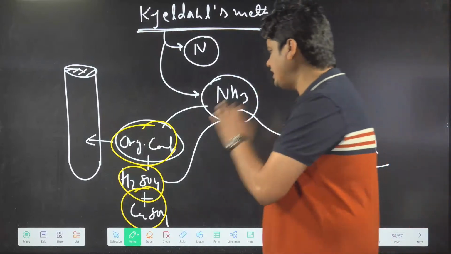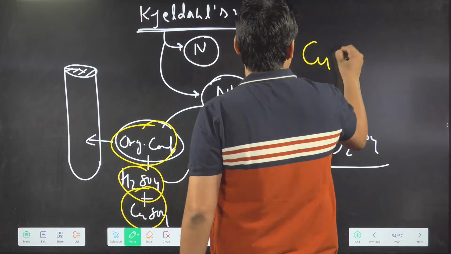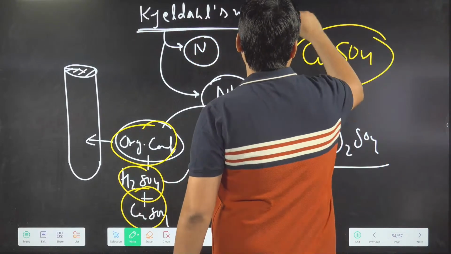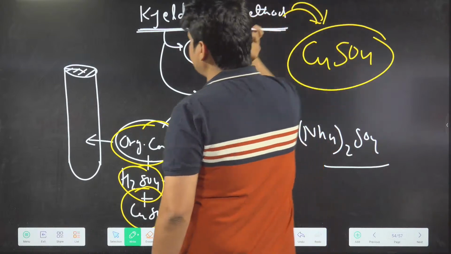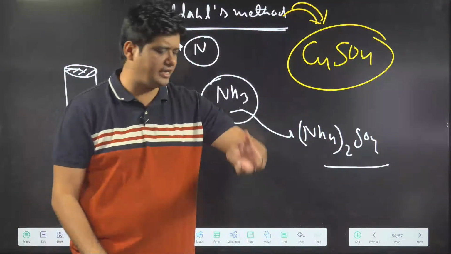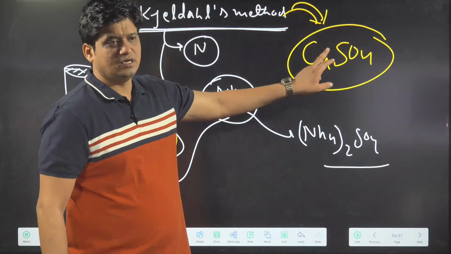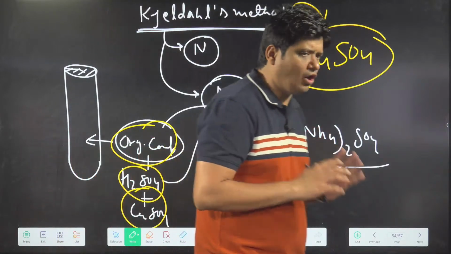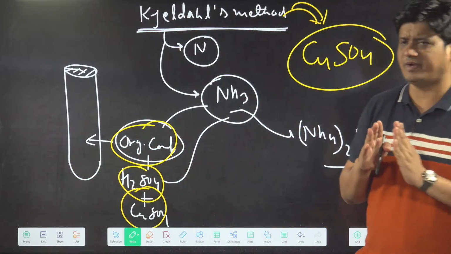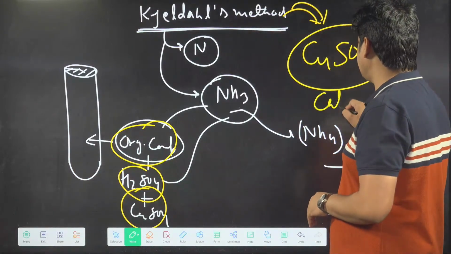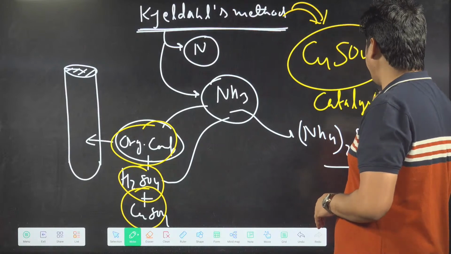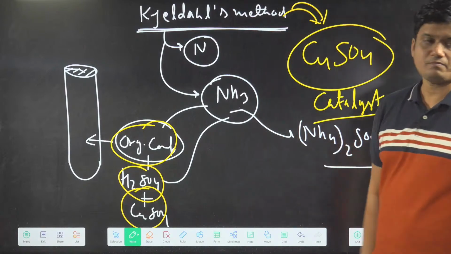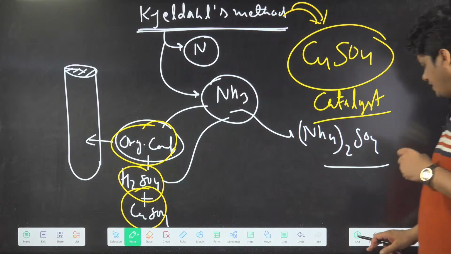And one more question they can ask: what is the role of copper sulfate in Kjeldahl's method? The answer is: it is a catalyst. Copper sulfate is going to behave like a catalyst. This is the theoretical part.